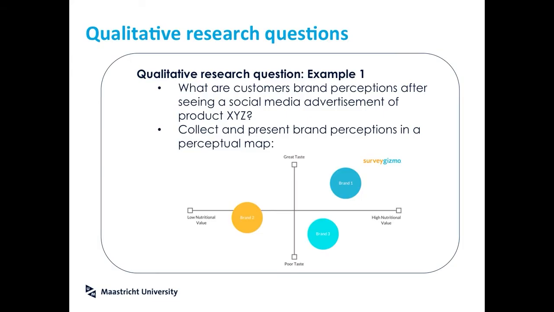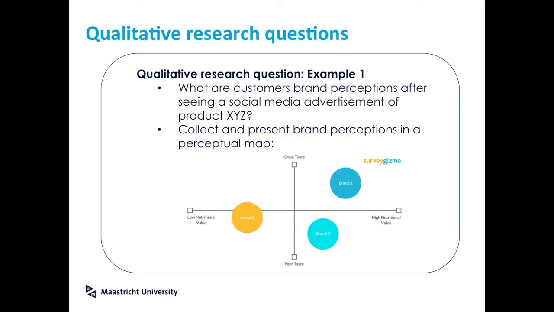The first example is that of a perceptual map in which you could present, for instance, customers' brand perceptions, either in general or, for instance, after seeing a particular advertisement of a product, and you could present these in a visual manner and also compare, for instance, the product of a brand in terms of some key characteristic against other products, say from the brand's competition.